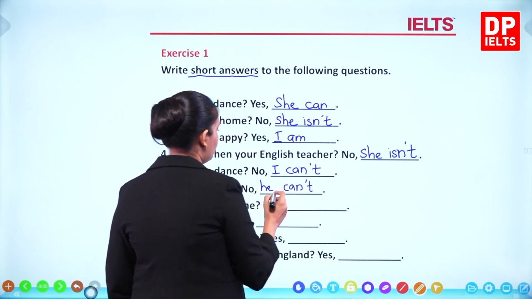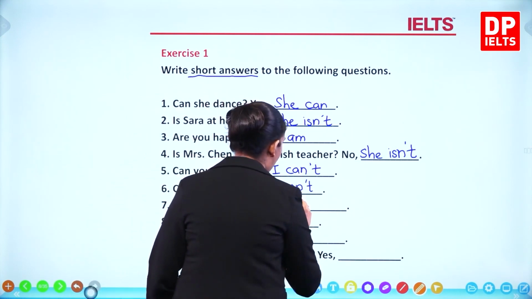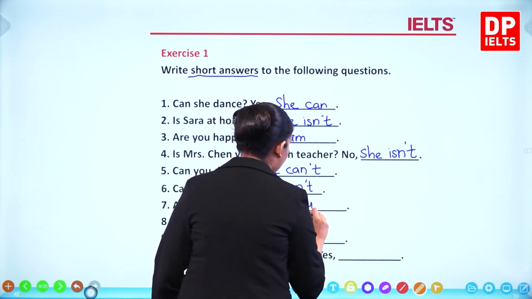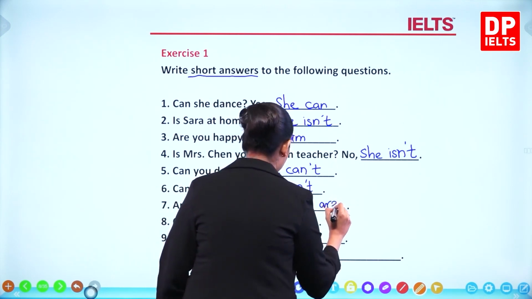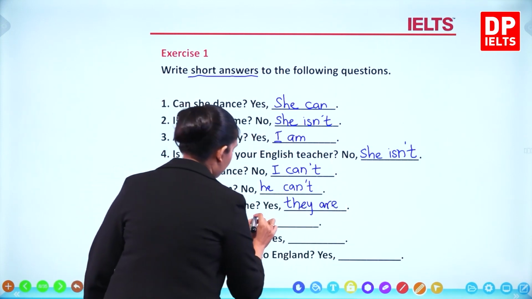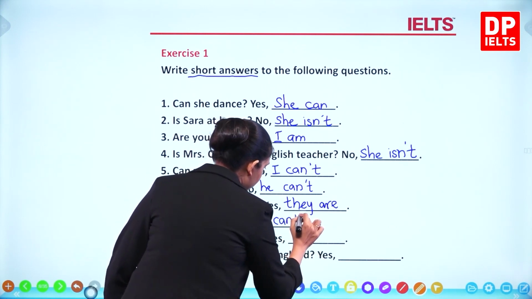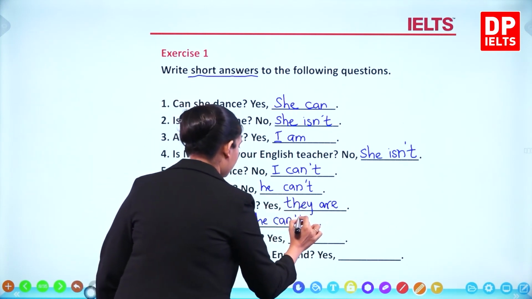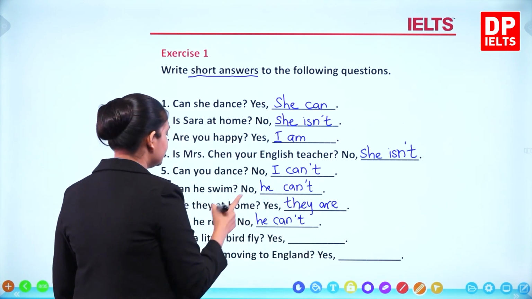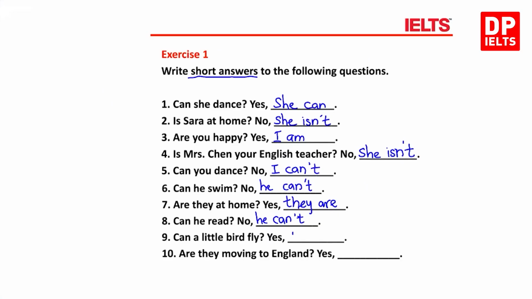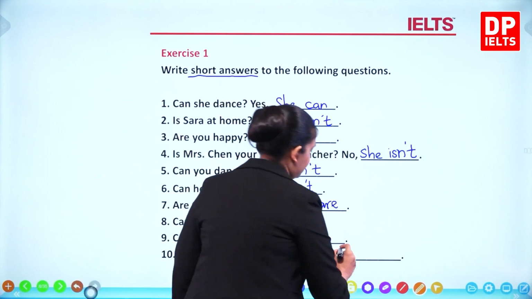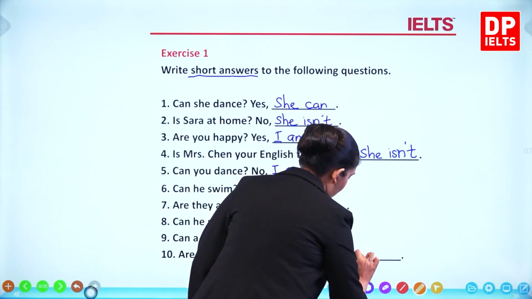Are they at home? Yes, they are, because they go along with the verb are. Can he read? No, he can't. Can a little bird fly? Yes, it can. Little bird means an animal, so I can say yes, it can. Are they moving to England? Yes, they are.